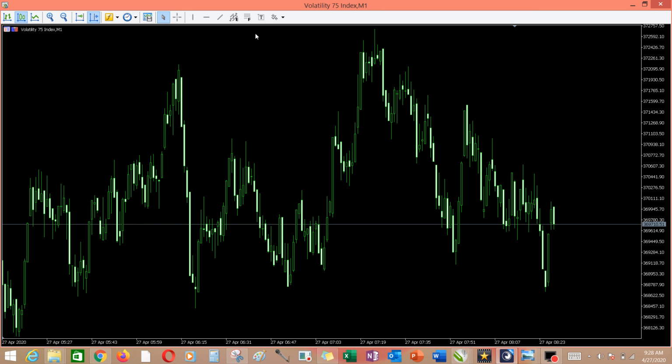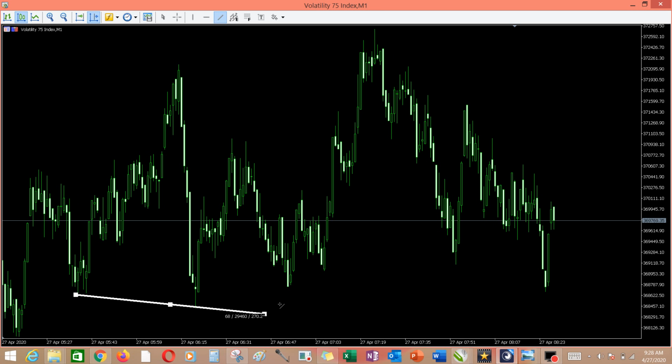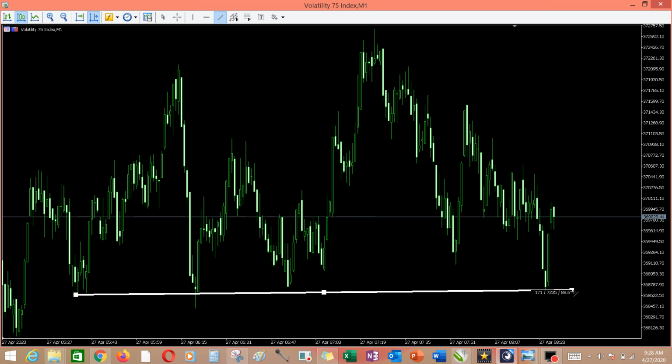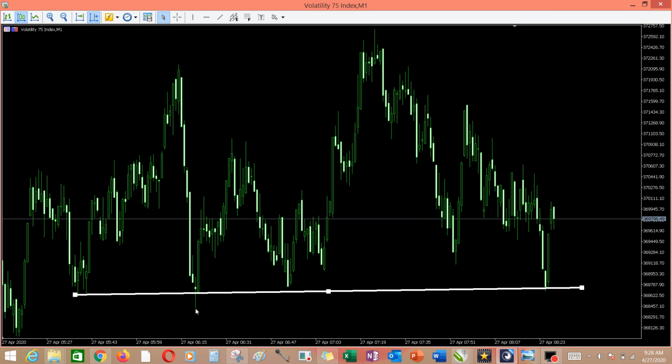So how do we identify our support level? Like I said, drawing your support and resistance level is very, very important. Check out here. You can see it forming the support levels here. You can see each time the price action gets here, it goes back, and each time it gets here, it goes back. You can see it's coming down and going back, coming down and going back. So once you know this, you will be able to know when to go into the market and when not to go into the market.